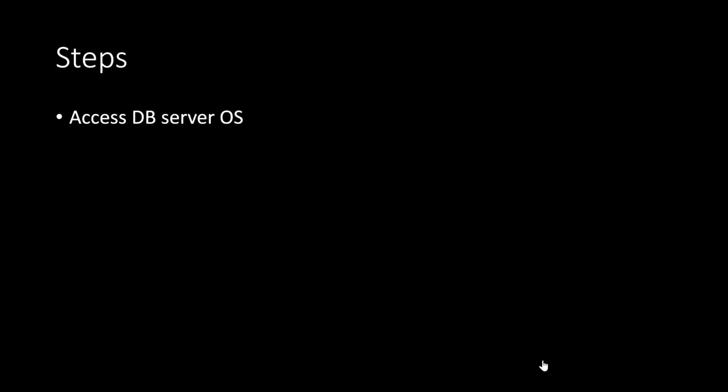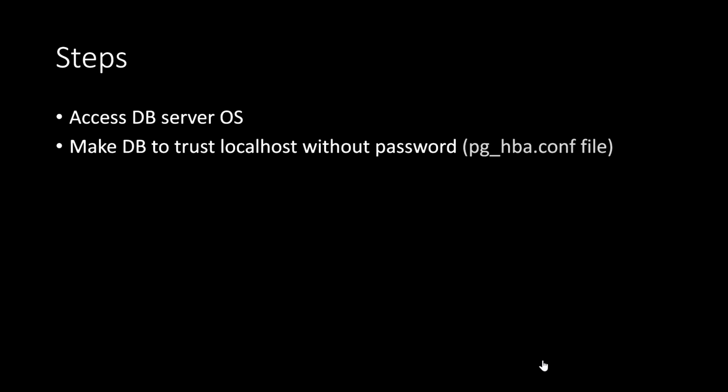These are the steps. First, you access the DB server operating system. It can be a Windows or Ubuntu or Linux system. And then you make the database trust the connections from localhost without any password. That can be done using the pg_hba.conf file. And then you restart the database.